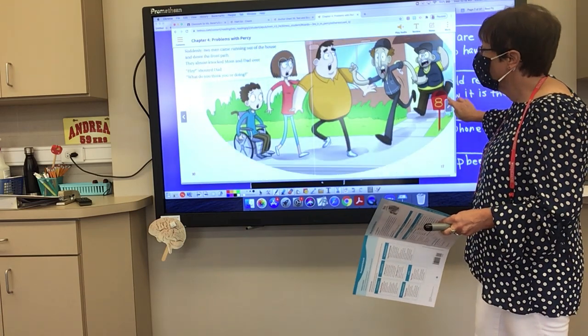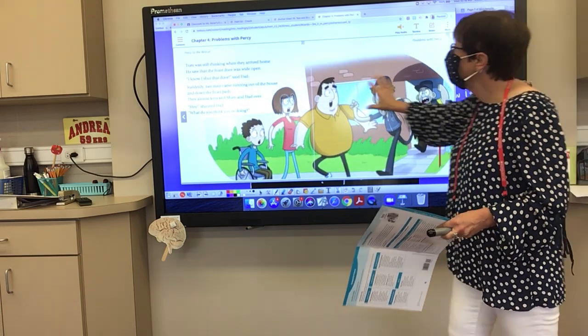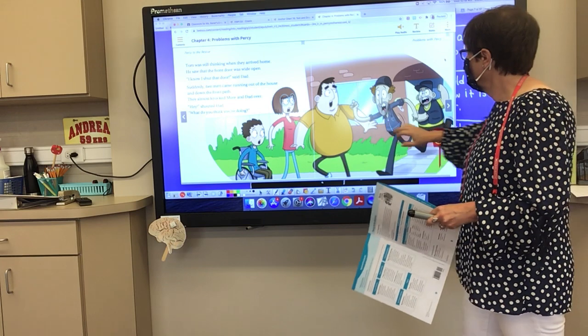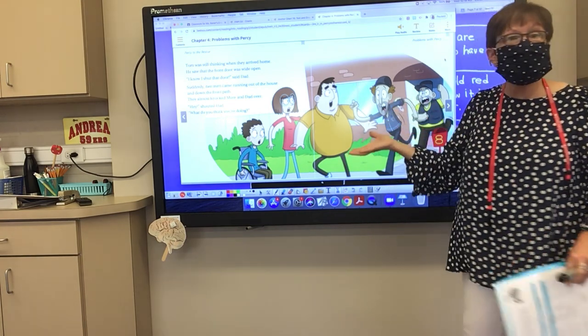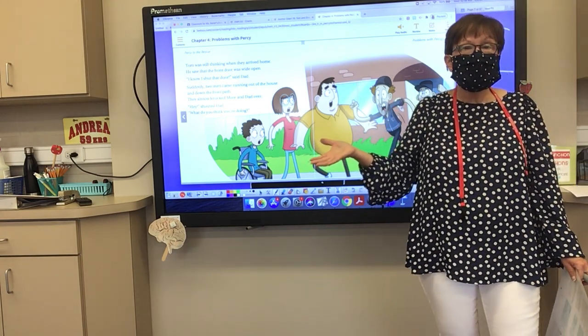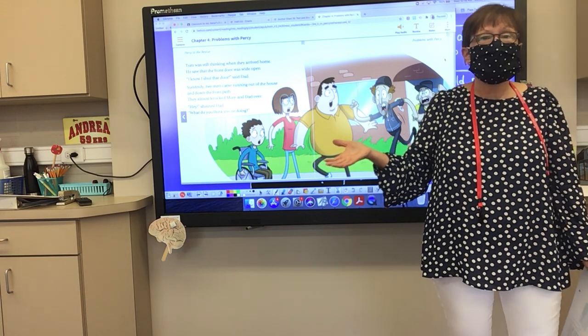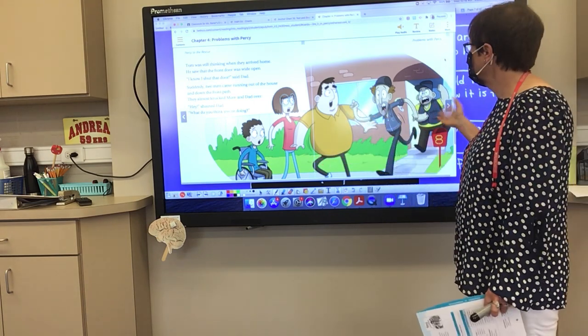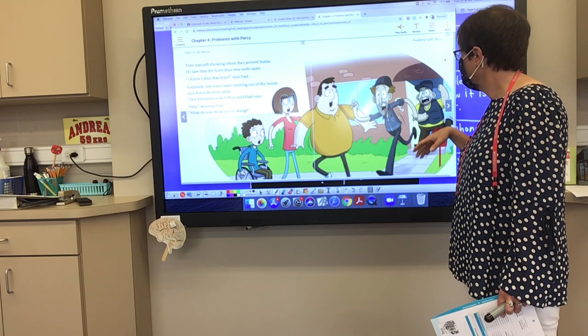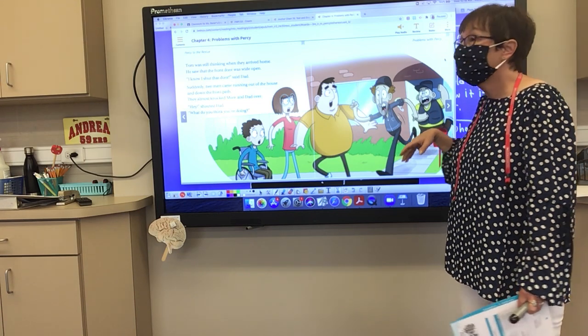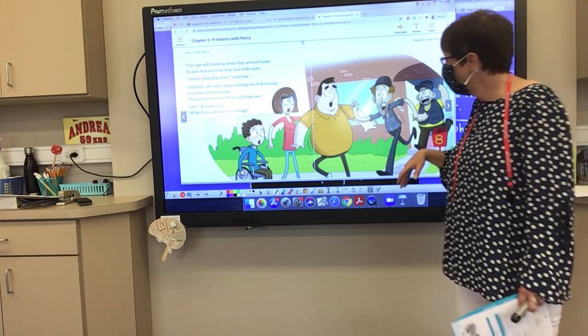Okay, do we see anything on here? We have our illustration. What do you think is up with these men? Who do you think these men are? Teddy? Robbers. What gives you the idea that they're robbers? They're in black clothes, and robbers wear black clothes.